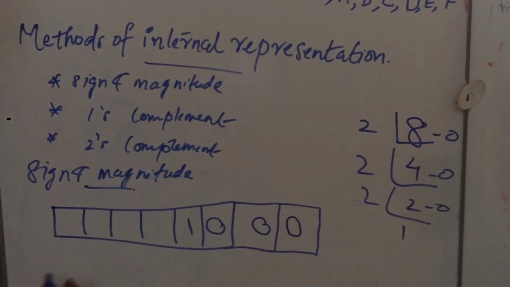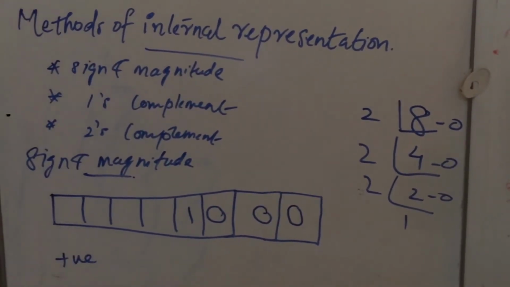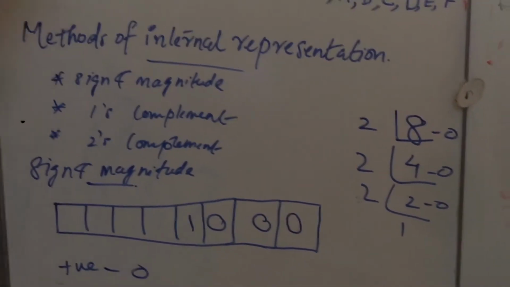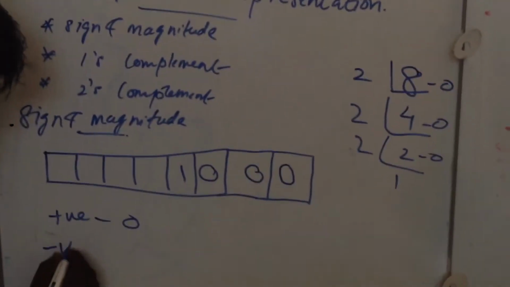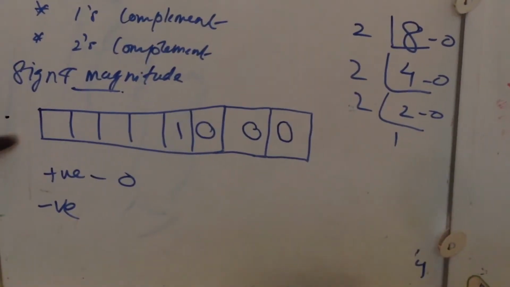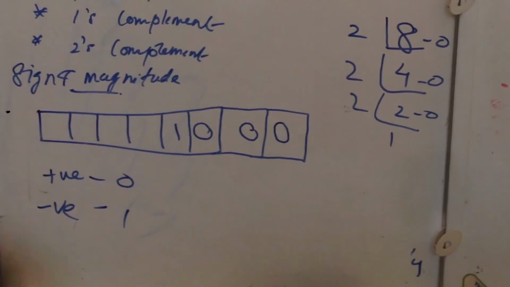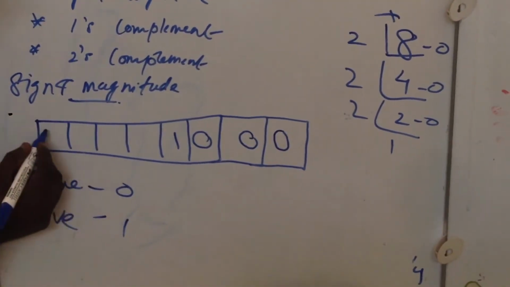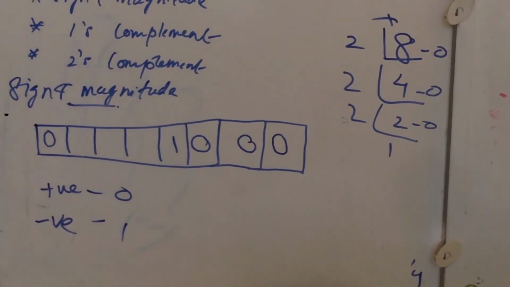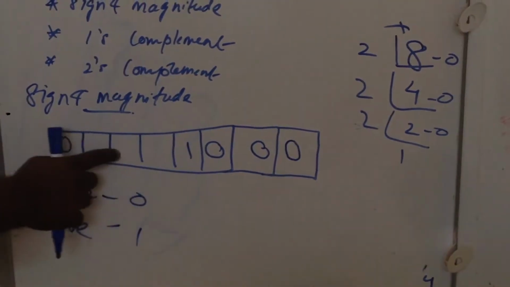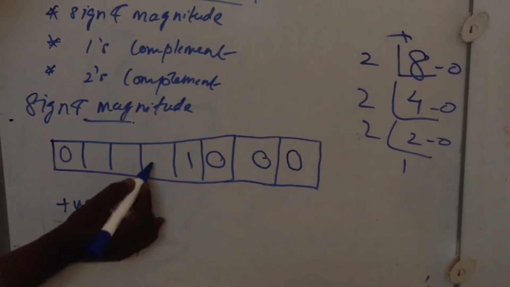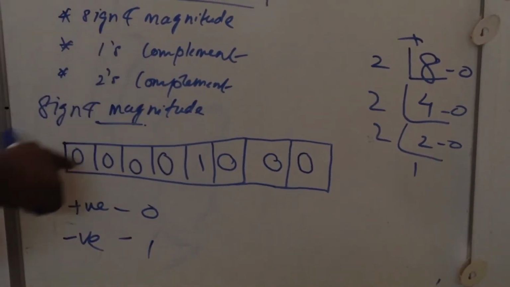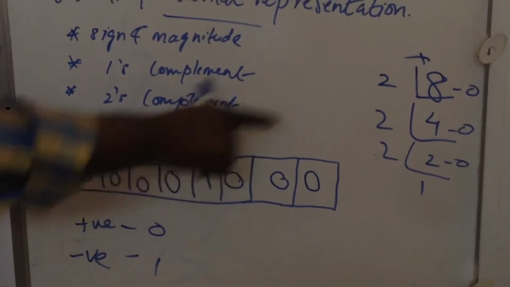If it is positive, the last location should be represented as 0. If it is a negative number, the sign will be 1. Since we are dealing with plus 8, the sign will be 0. Since we are getting 3 vacant spaces, we put 0 there. This is the sign and magnitude representation of plus 8.